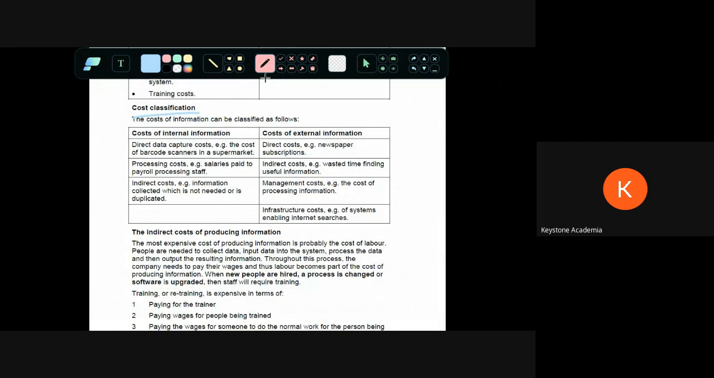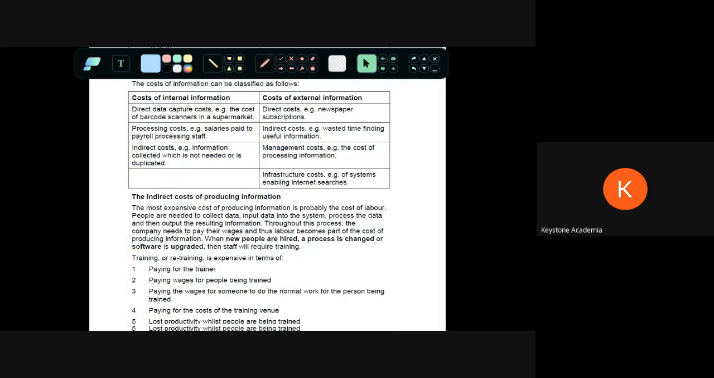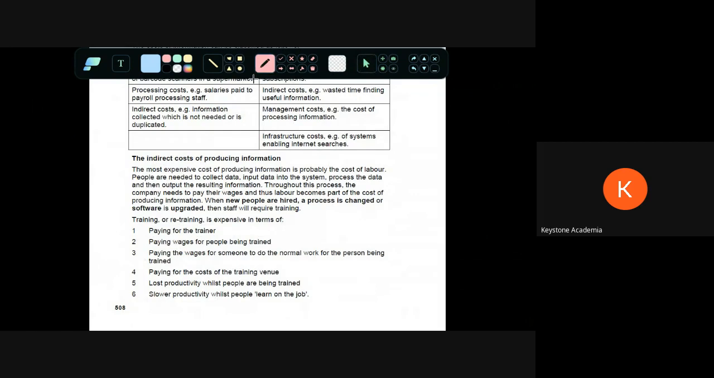And then classification is there: internal information and external information. Internal is what you are going to capture yourself: the processing cost, the salaries paid through payroll. Indirect cost, like information collected which is not needed or duplicated. External information from your newspaper, with wasted indirect cost, wasted time finding information. Then management cost, then your infrastructure cost, like internet searches. Indirect cost of producing information is the most expensive cost of producing information, which could also lead to nothing that you are getting from that information.